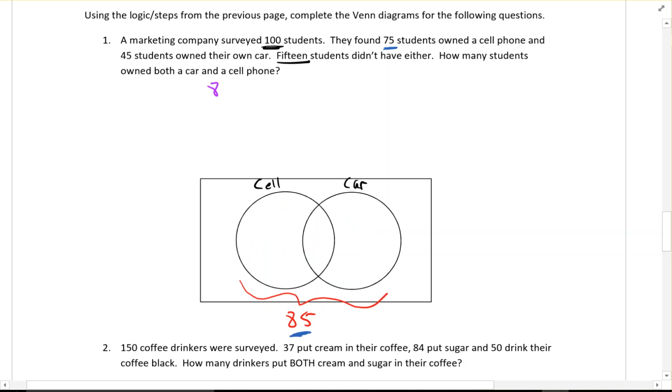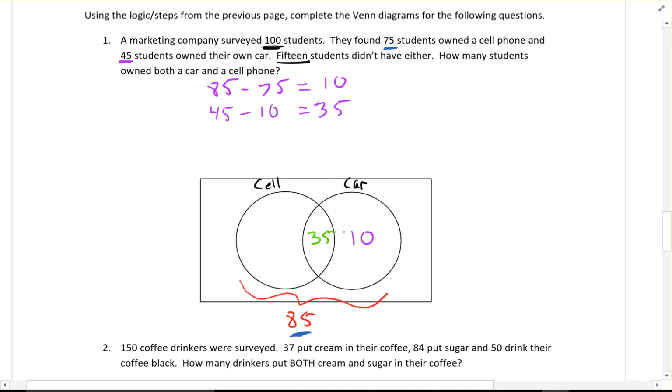So let's go 85 minus 75. So we're going to have 10 that own just a car, right? That's on that side. Now we know part of our puzzle here too, right? We know that 45 students owned their own car. Remember, this is what we're talking about here now. 45 students means that shaded area there, the whole thing. So if I go 45 minus the students that just own a car, minus 10, I'll go 45 minus 10, that's going to give me 35, which is this middle area, right? So this is going to be 35.